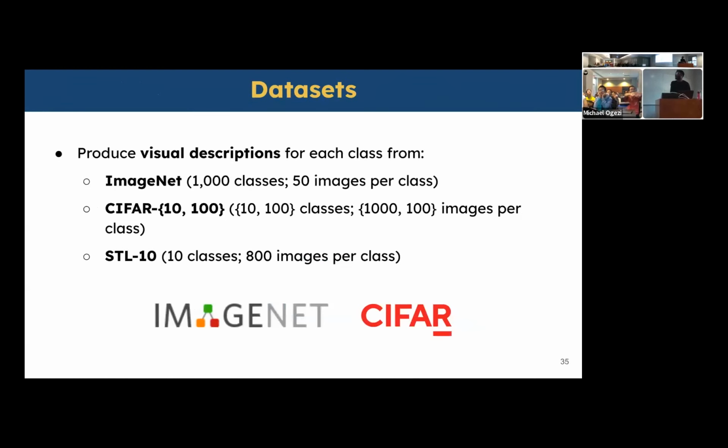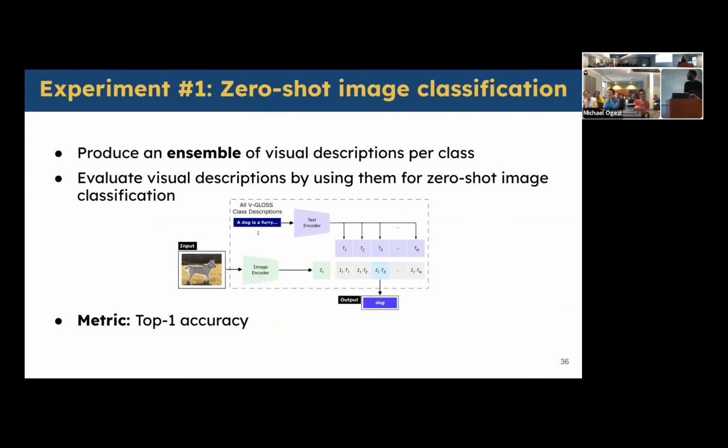So what are our data sets? We have ImageNet, which has 1,000 classes, 50 images per class, CIFAR-10 and CIFAR-100, which have 10 and 100 classes, 1,000 and 100 images per class. And we have STL-10, which is specifically for unsupervised work, with 10 classes and 800 images per class. And what we want to do is, for each of the classes in these data sets, produce visual descriptions and evaluate the quality of all our visual descriptions.